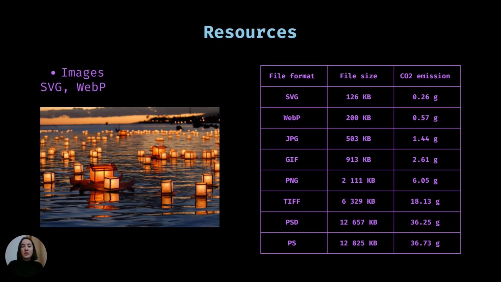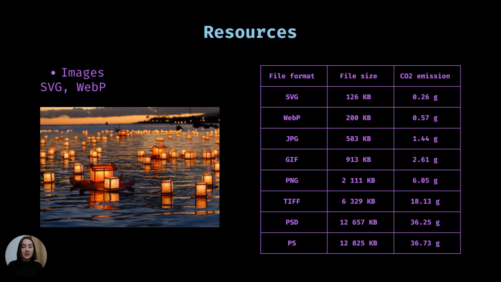libraries. When it comes to resources, there are 3 most important resources you should consider: images, videos, and fonts. When it comes to images, SVG and WebP are the best formats that you could use. SVG is the vector format, and WebP, if you didn't hear, is relatively new. It comes from 2010. It's a relatively new format, and it's highly compressed.